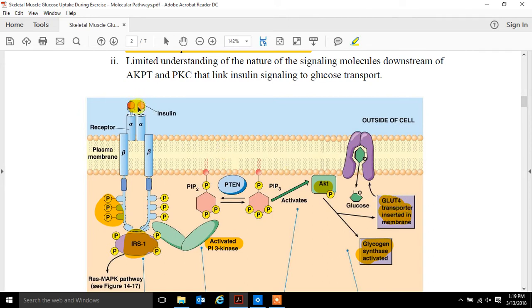Through this binding of insulin to this receptor, we get this signaling pathway that leads to AKT, that not only results in transporter relocation, but glycogen synthase activation. You should definitely be able to talk about those key steps in order.